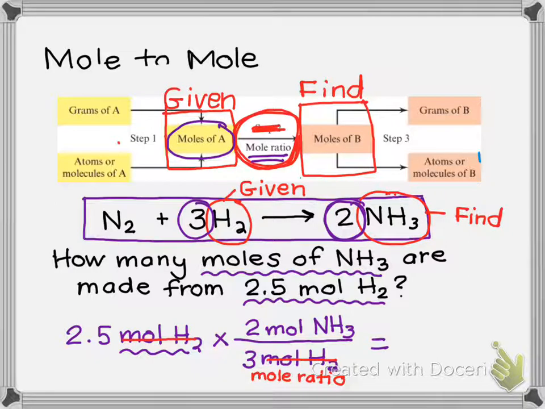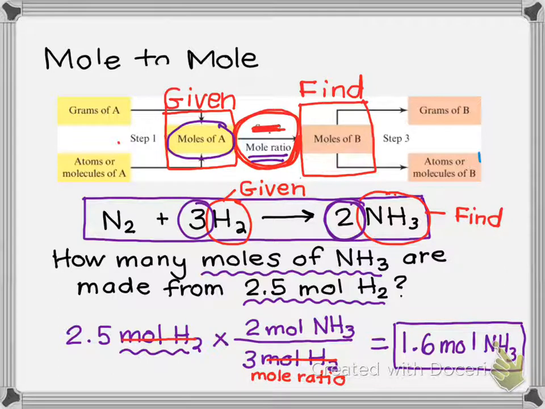So you would type in 2.5 times 2 divided by 3. And I get 1.666666667. To two significant figures, we'll put 1.6 moles. And then we've crossed out our hydrogen, so now we have ammonia. So the answer to the question, how many moles of ammonia are made from 2.5 moles of hydrogen? The answer would be 1.6 moles.